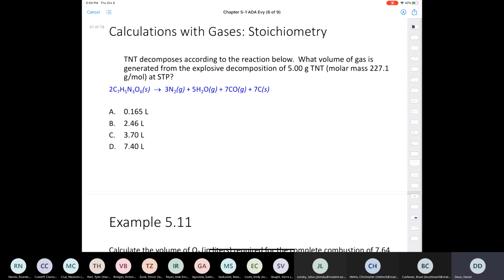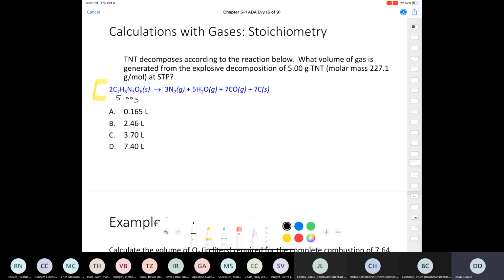Okay, now let's look at another stoichiometry problem that involves gases. TNT, which is trinitrotoluene, an explosive, decomposes according to the reaction shown below. What volume of gas is generated from the explosive decomposition of 5.00 grams of TNT? And we have the molar mass, and this reaction is occurring at standard temperature and pressure.